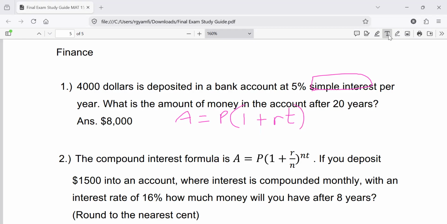Now R is the rate. T is time, the number of years. Our principal is the P, that is the starting amount or the initial amount deposited. So you've got 4,000 times 1 plus R, the rate, which is 5%, 0.05, times 20.